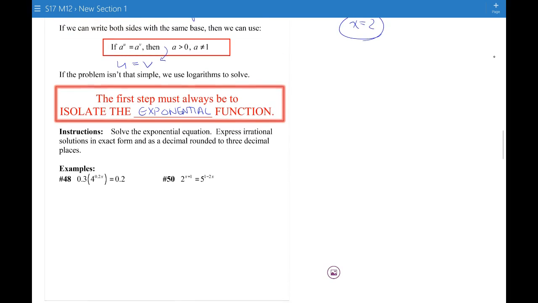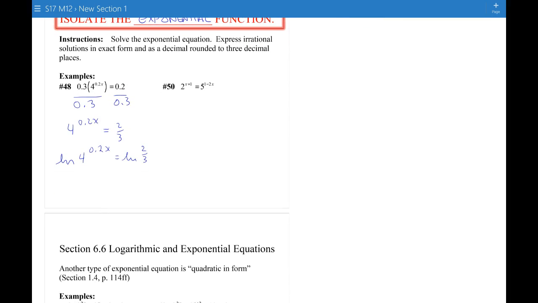To isolate the exponential function, I need to divide both sides by 0.3. So 4 to the 0.2x equals 2/3. So now I have the exponential function isolated. So I'm going to use ln. ln of 4 to the 0.2x equals the ln of 2/3. And it doesn't matter, but with the ln I'll be able to find the decimal approximation. So then we use the property that says the power can come down in the front.